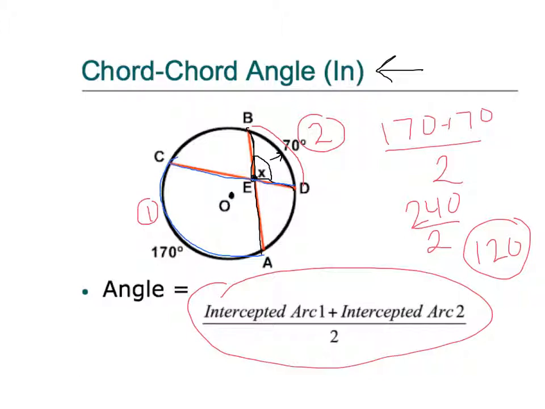So angle X is 120 degrees, not 70 degrees. Why isn't it 70 degrees? Because it's not a central angle. It's just hanging out somewhere inside, not allowed to be a central angle though.